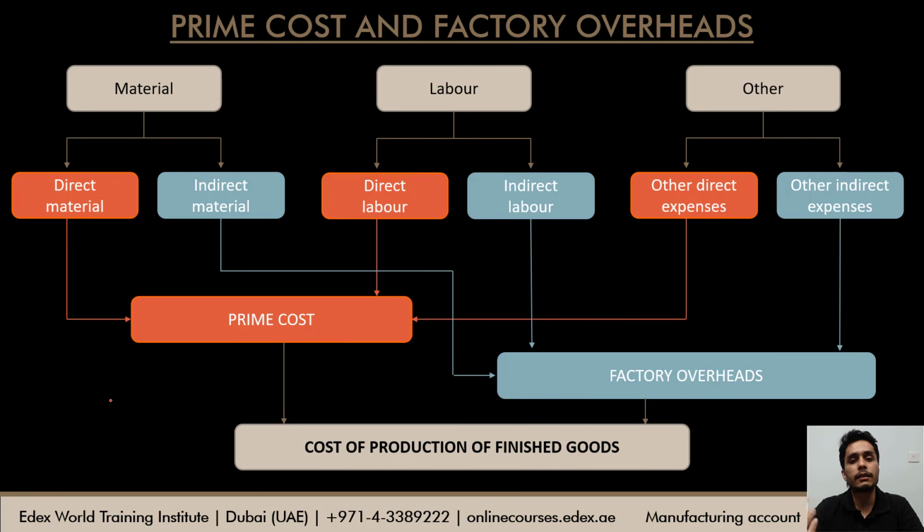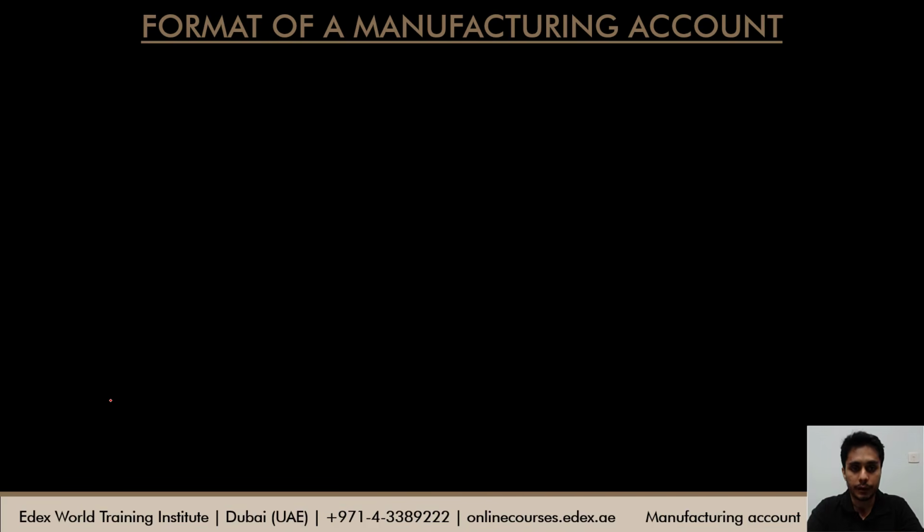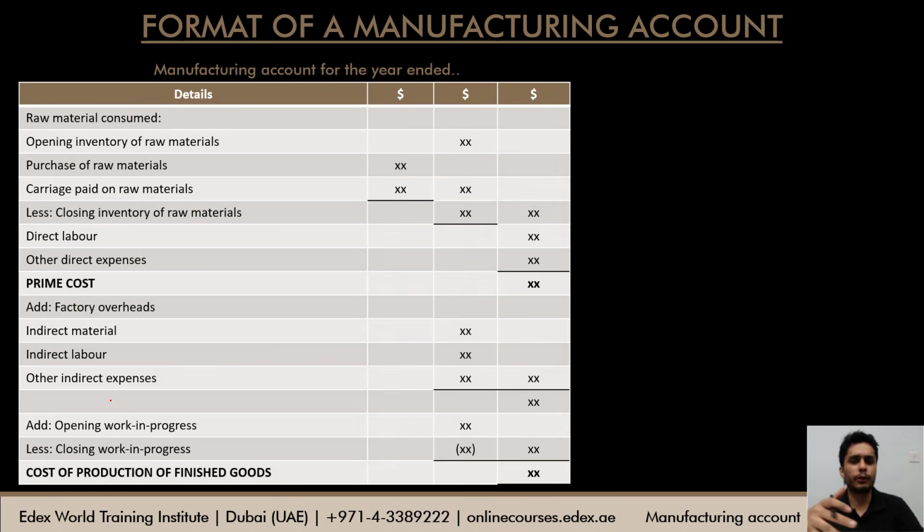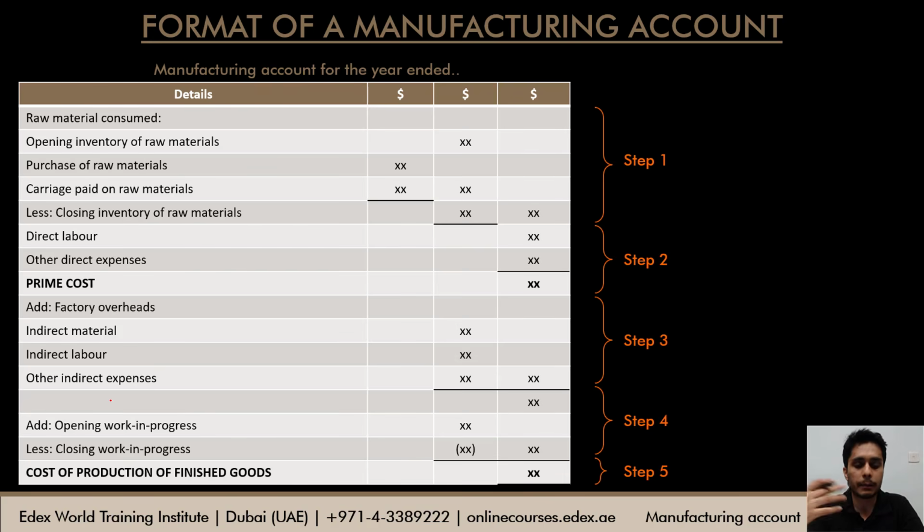Now let's see how to calculate the cost of production of the finished goods using the format of the manufacturing account. If I look at the format of the manufacturing account, it looks confusing, with so many row items here. Students may find it difficult to remember in this order. So let's understand each step very logically so that it becomes easy for you to remember this format for the exam. Let's start with the first one.